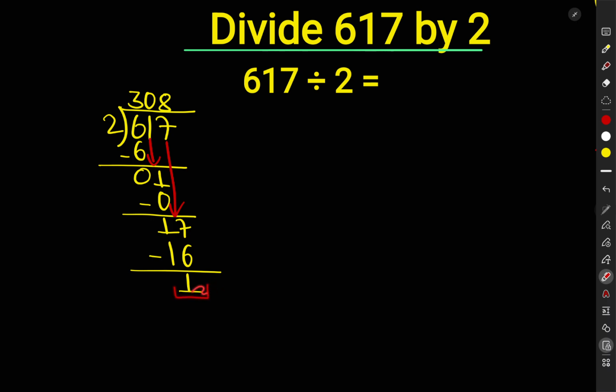So now this 1 is less than 2 and there is no other number to put it down. So we take here decimal so that we put 0. So it is 10 and 2 times 5 is 10. On subtracting we get 0. So 617 divided by 2 is 308 decimal 5.